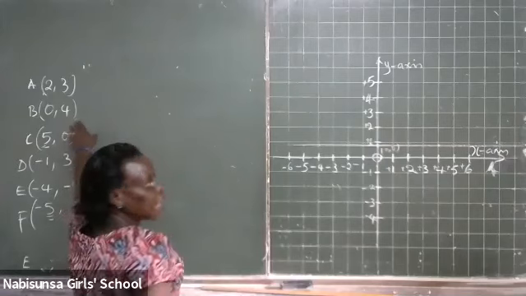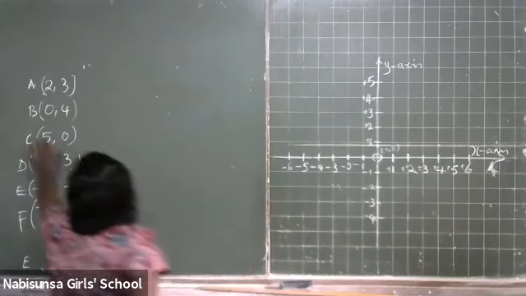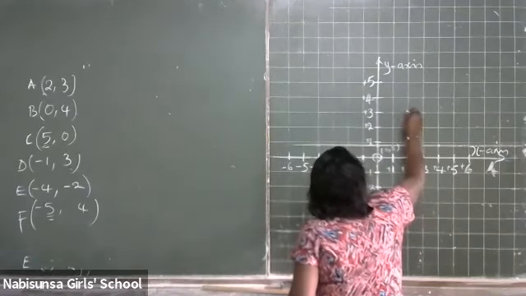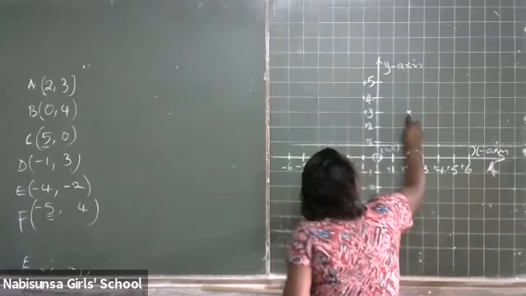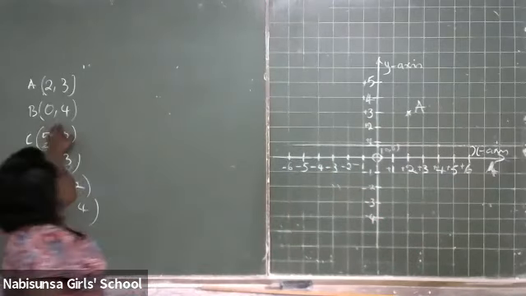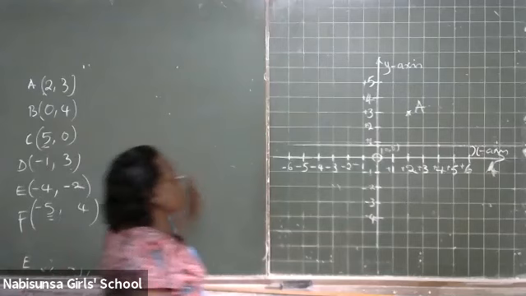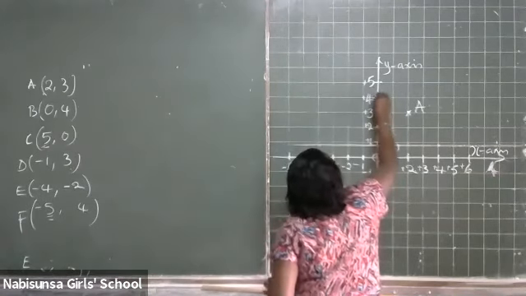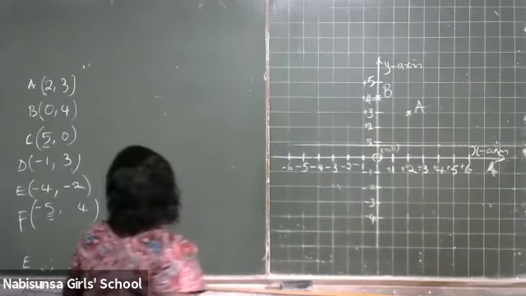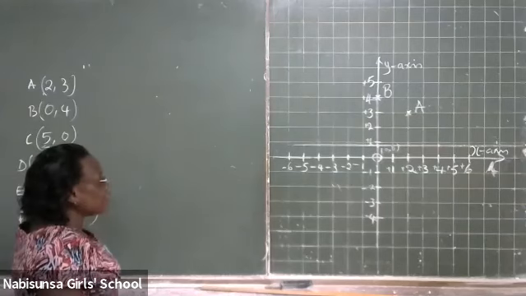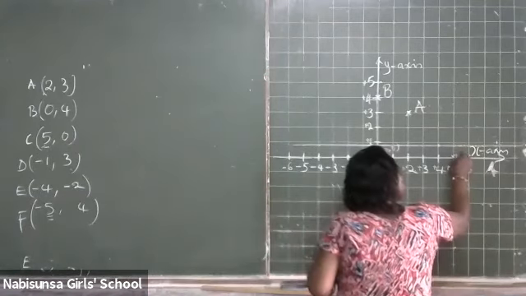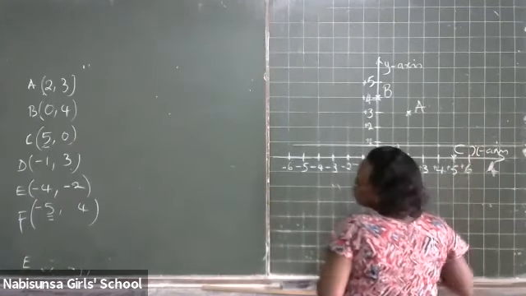So now we can indicate for everyone here. We have point A is 2 on the X and 3 on the Y. So we plot point A. Point B is 0, 4: 0 on the X and 4 on the Y. So that is our point B. Point C is 5 on the X and 0 on the Y. That is our point C.